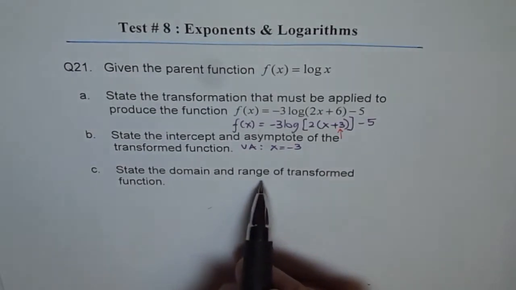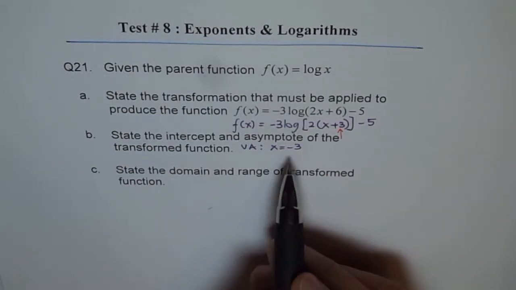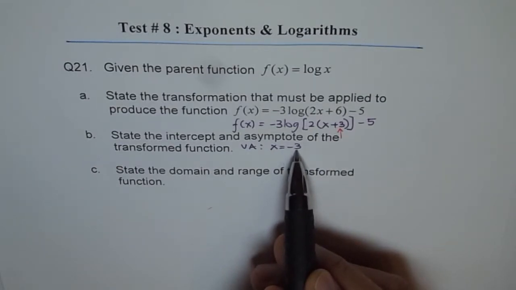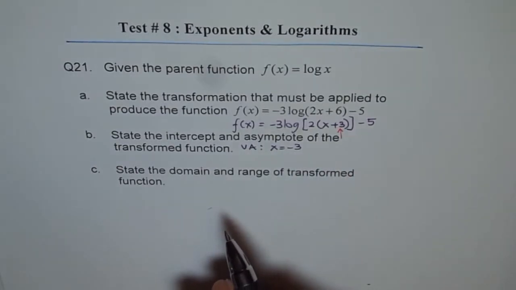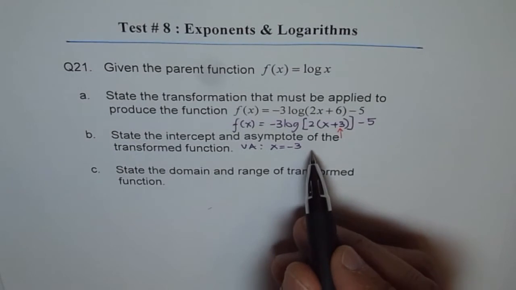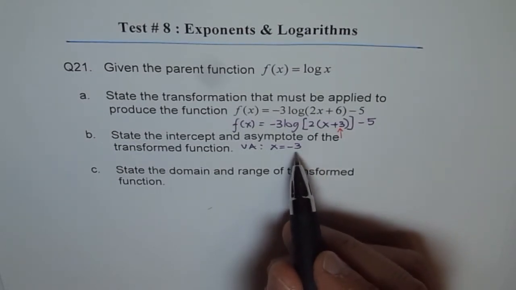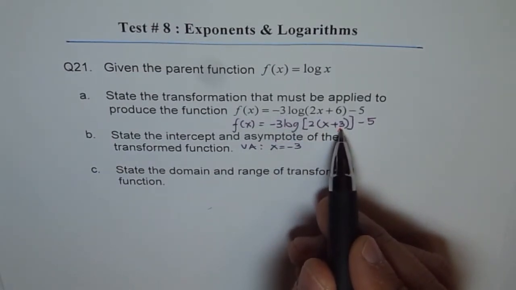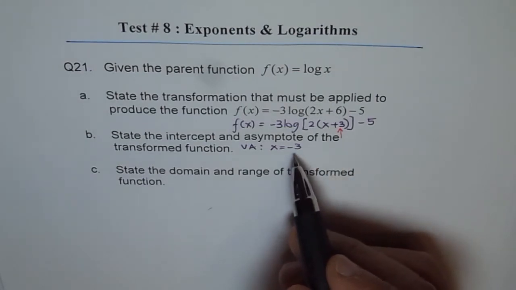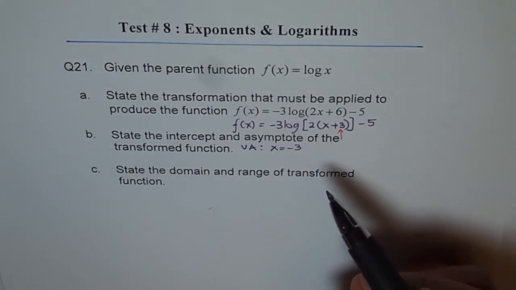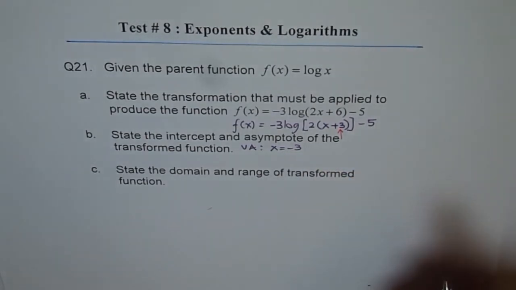Now state the domain and range of the transformed function. So the domain is on the right side of -3, because the graph moved 3 units to the left. So x is greater than -3. That is our domain. That -3 comes from here, not from there. This is causing the change in the domain. And for the range, it is all real numbers for a logarithmic function. So that answers part C.